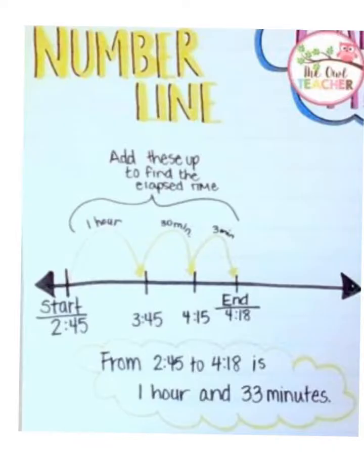All right, let's take a look at another strategy. And this is the number line, and this is the one that we just had as an example in our book. So I'm not going to spend too much time on it. You're just going to start with your start time. You're going to make your jumps down your number line, and you're just going to keep track of by adding these up to find the elapsed time.